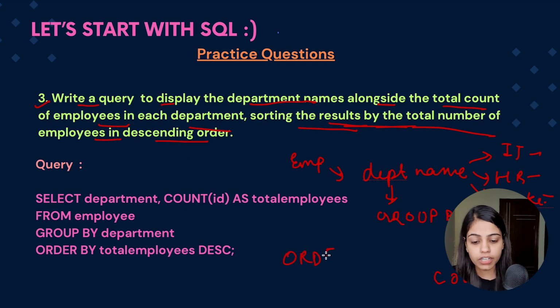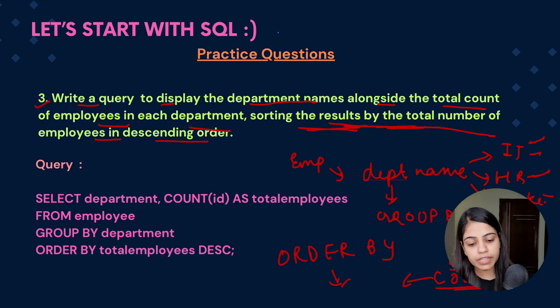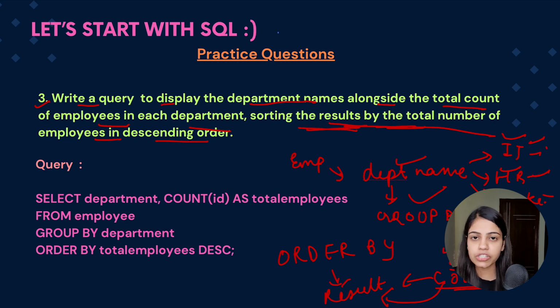So we can use the order by clause. Whatever result we get from this count aggregate function on some specific group of departments, we have to order the result on the basis of that. So we have to use the group by clause for the department name, then use the count aggregate function to find the total number of employees, and then order our results based on the result we get from count for each particular department.